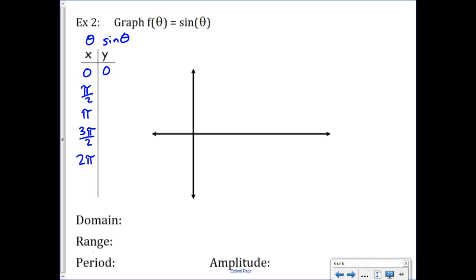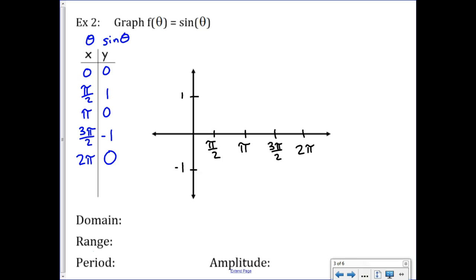Up at the top of the graph, pi over 2 is 1. At pi, we're back at 0. At 3 pi over 2, we're down to -1. And at 2 pi, we have hit 0 again. So when I go to plot this one, I'm going to do exactly the same thing. So I'll put pi over 2, pi, 3 pi over 2, 2 pi, and I could continue that graph as well, just like I did in either direction. Looks like we're still at 1 and -1.